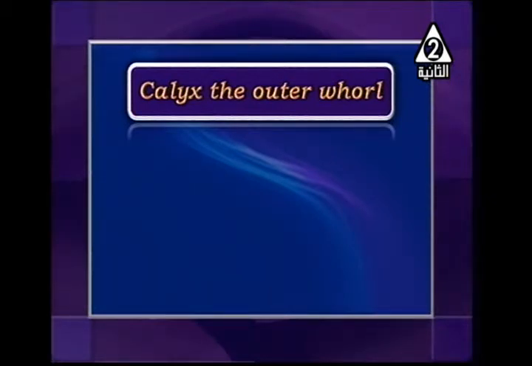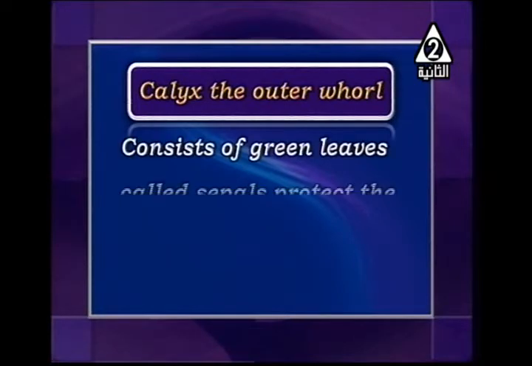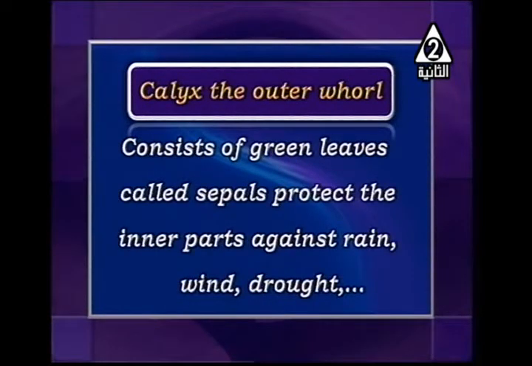And calyx is the outer whorl. What is it? The outer whorl. It consists of green leaves. Each one of them is called a sepal. Each one of them is called what? Sepal. And its main function is just to protect the floral parts, the inner parts, like the ovum and the ovules, and also the filaments and anther. I mean the reproductive organs, and especially before blooming.